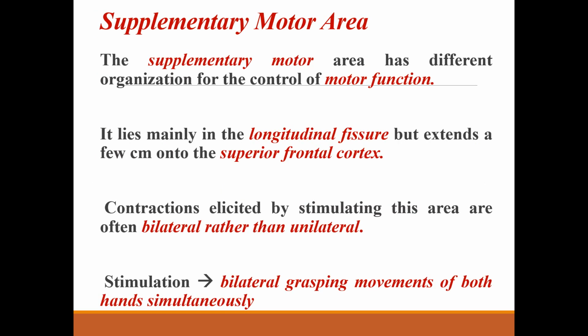Then there is the presence of another area, the supplementary motor area. The supplementary motor area has a different organization for the control of motor function. It lies mainly in the longitudinal fissure but extends a few centimeters onto the superior frontal cortex. Contractions elicited by stimulating this area are often bilateral rather than unilateral. Stimulation leads to bilateral grasping movements of both hands simultaneously, so we can say that the synchrony of both sides of the body is actually attributed to this area.